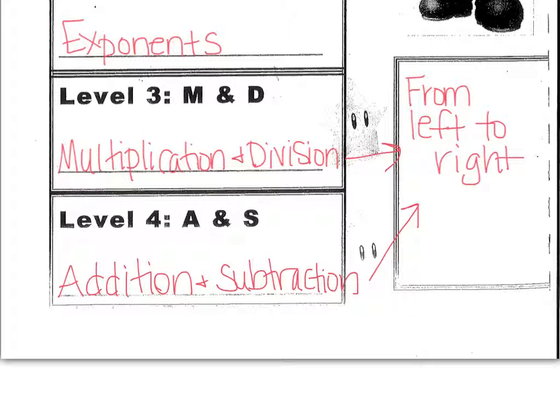So again, the order of operations: we do everything in parentheses, then we do any exponents, then we multiply or divide from left to right, then we add or subtract from left to right. Okay? I think this might make more sense if we do some example problems so that you can see what I mean.